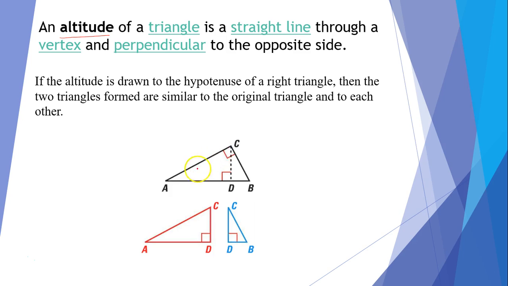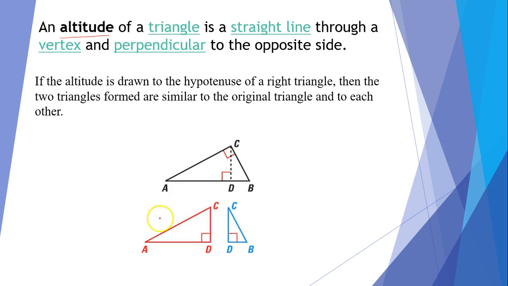So for this altitude right here that is drawn in with a dotted line, this is our altitude for the side of our hypotenuse going through the right angle. And there are properties about altitudes of right triangles. And it says if an altitude is drawn to the hypotenuse of a right triangle, then the two right triangles formed are similar to the original triangle and to each other.